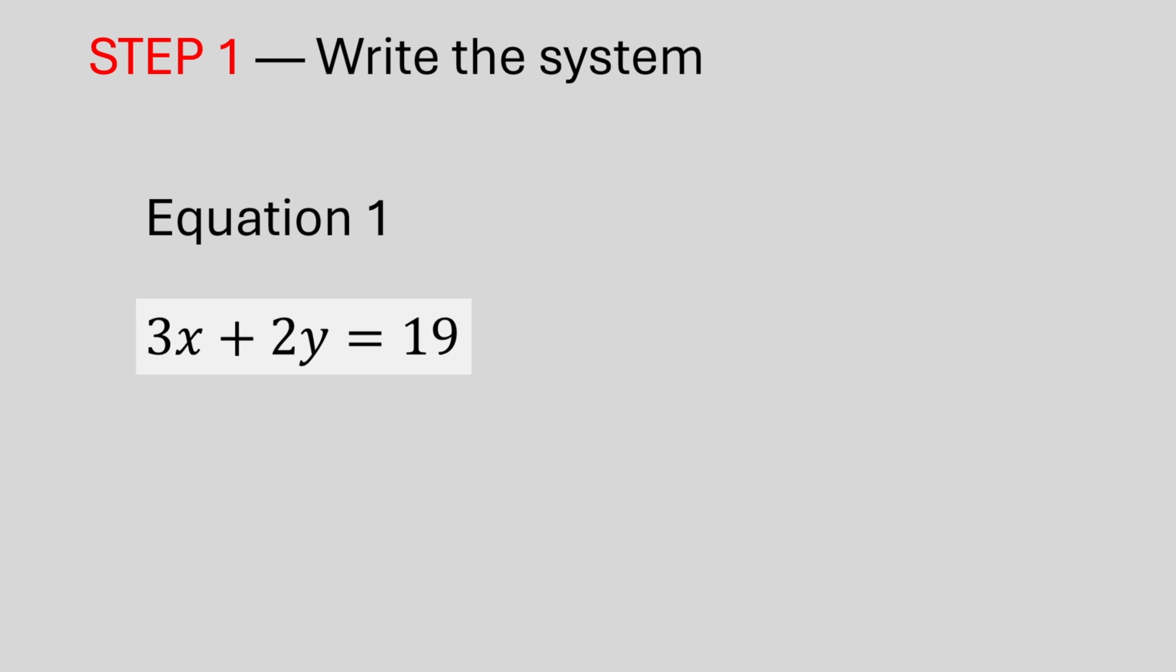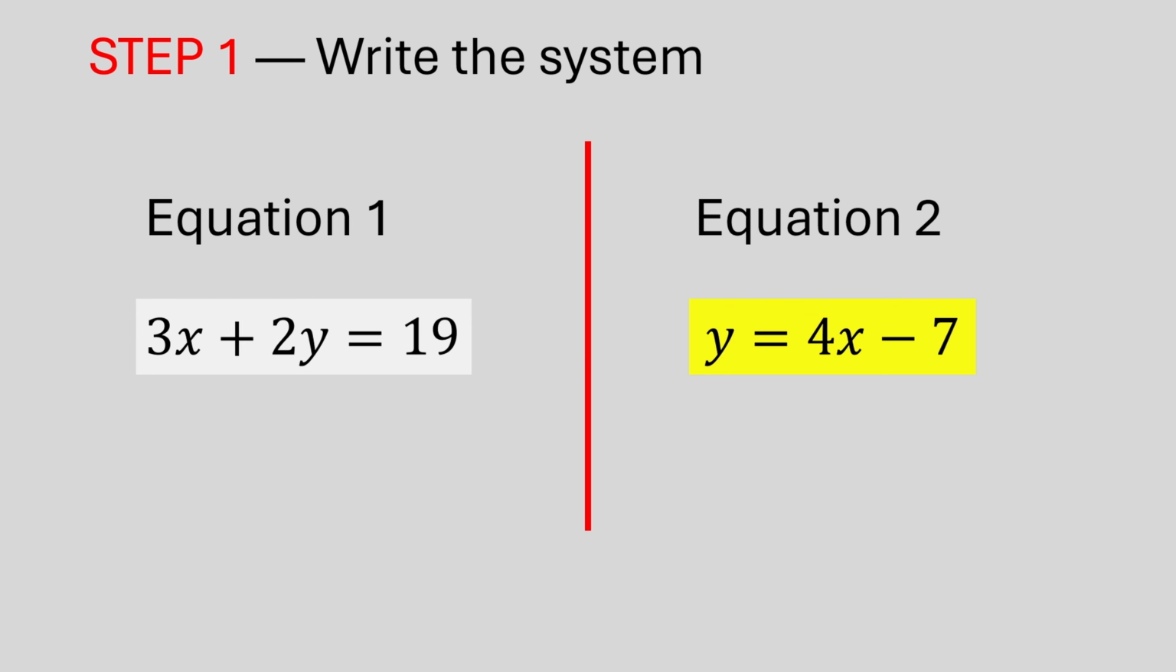Step 1. Write the system. This is equation 1: 3x + 2y = 19. This is equation 2: y = 4x - 7.